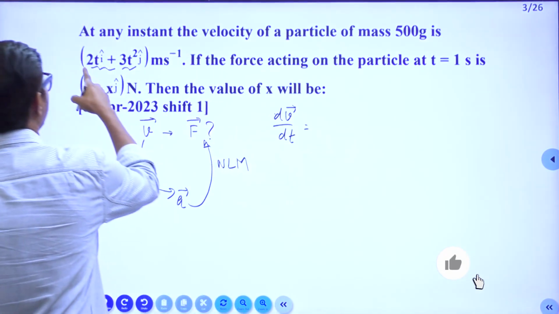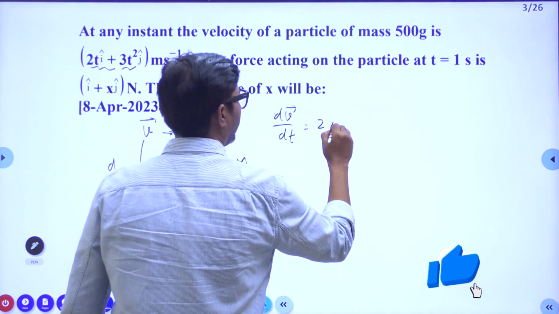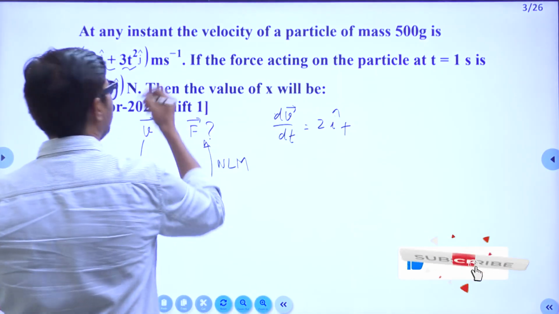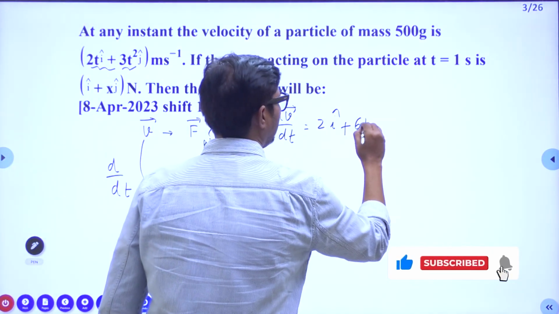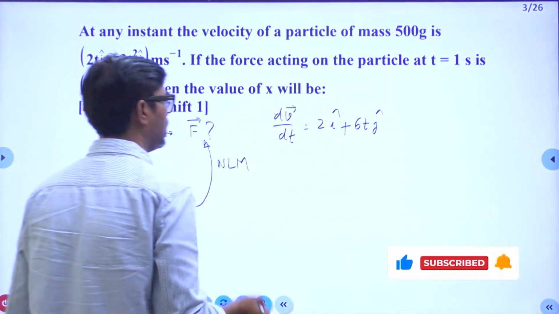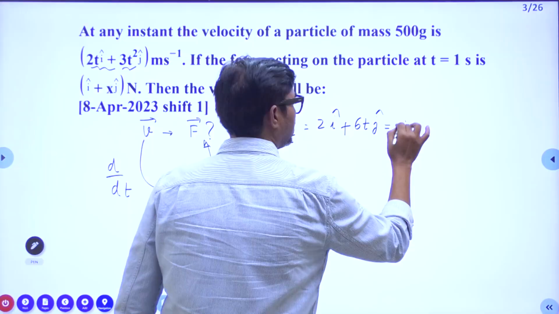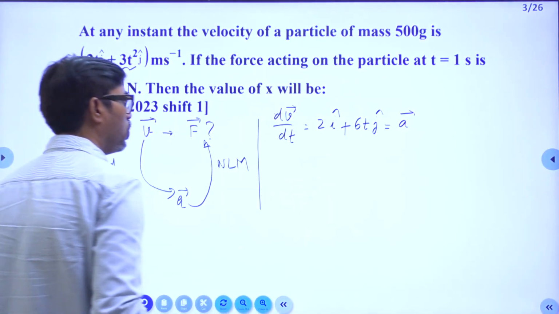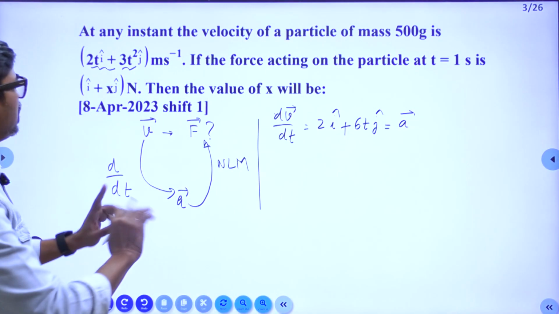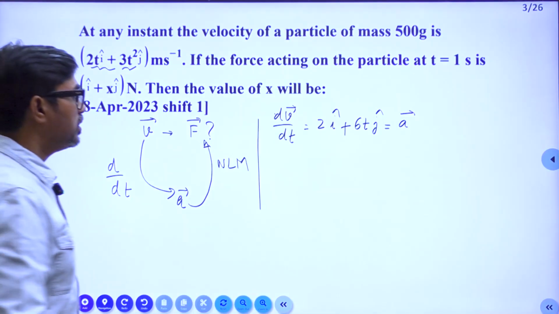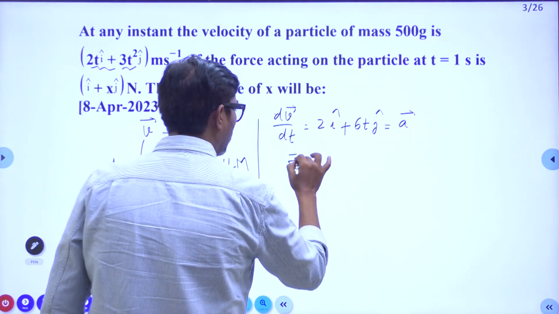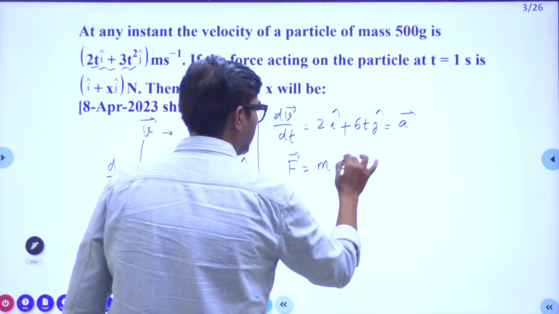And that is going to be 2t differentiation is 2 i cap plus 3t square differentiation would be 6t j cap. That is velocity differentiation, which is acceleration. Okay, very good. Once I have acceleration, and assuming that there is only one force acting on it, then the force must be equal to mass times acceleration.